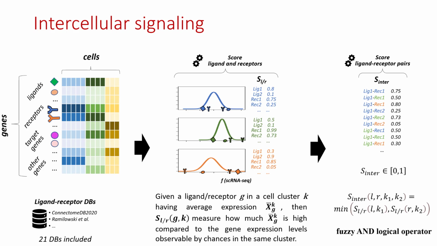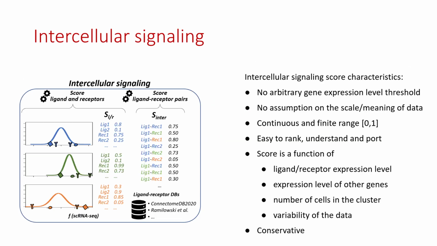Having designed the intercellular score in this way has several effects on its characteristics. First, users don't need to specify an arbitrary gene expression level threshold. The score is completely data-driven. Second, the score makes no assumption on the scale of the data and the normalization method used to process the data, meaning that it can work with log TPM as well as scran normalized data.